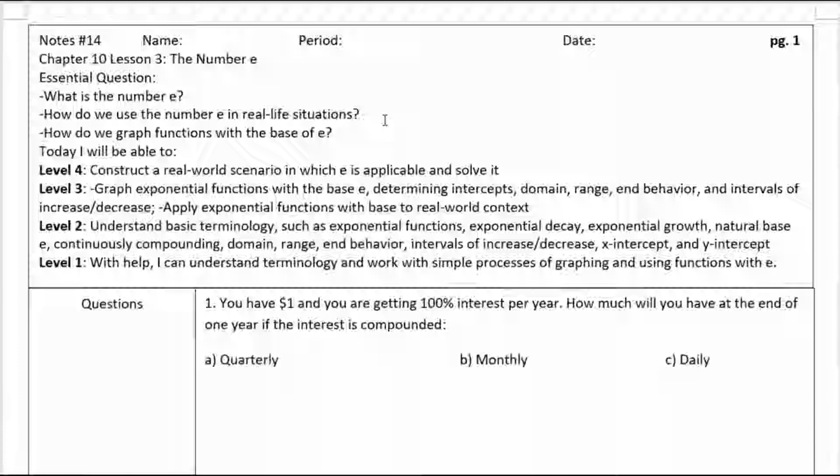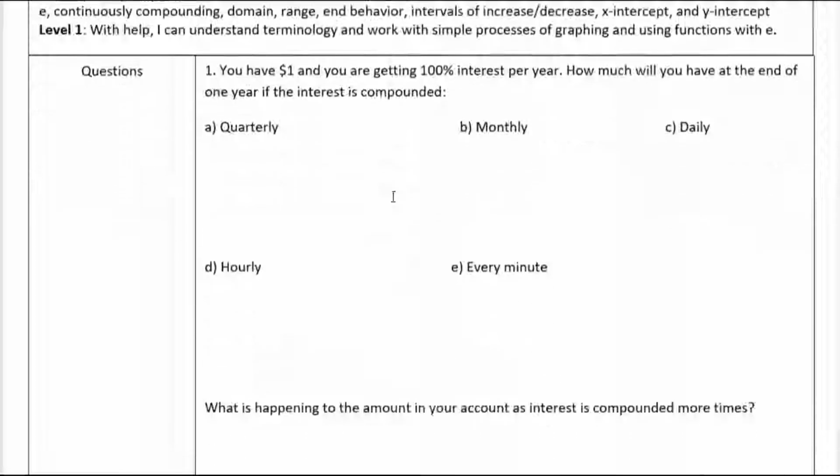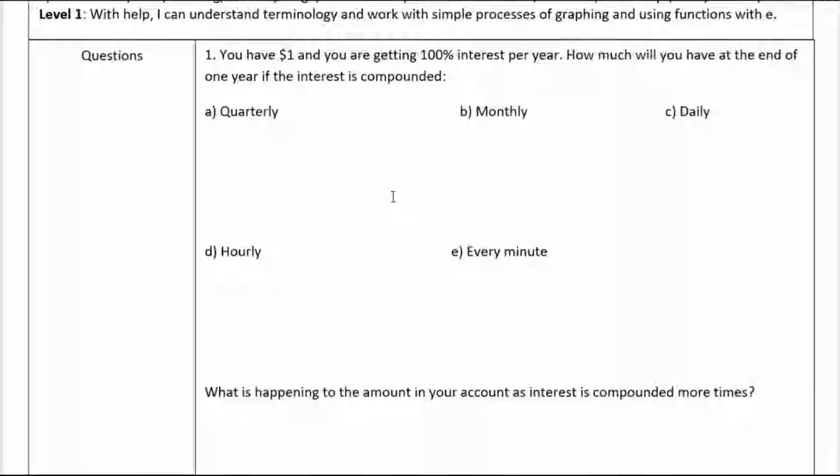So we're going to introduce this by looking at the first example. All right, so you have $1 and you're getting 100% interest every year, which, just for the sake of this lesson, I put 100%, but you're not going to get 100%. But in this example, just to illustrate the value of e. How much will you have at the end of 1 year if the interest is compounded quarterly, monthly, daily, hourly, and every minute? So let's start with quarterly.